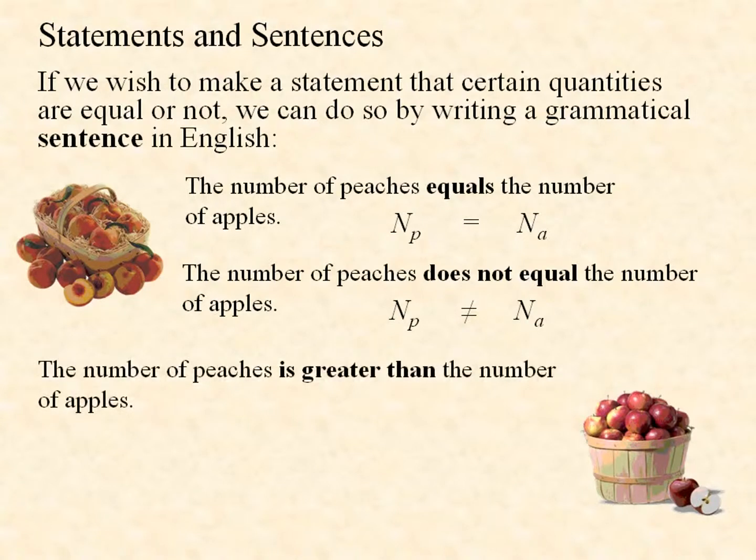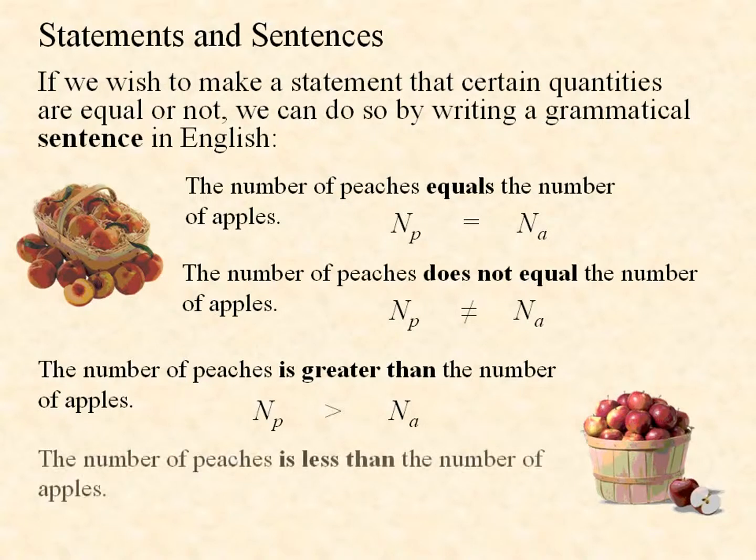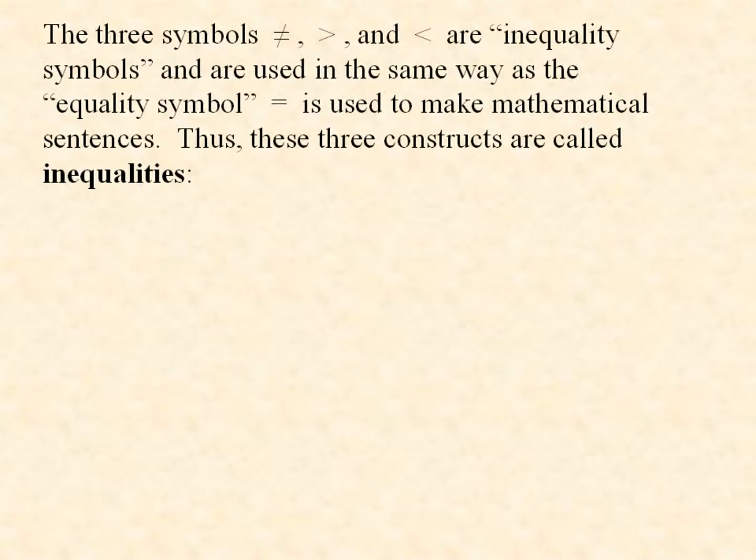Perhaps the number of peaches is greater than the number of apples. Mathematically, we can write n sub p greater than symbol n sub a. If the number of peaches is less than the number of apples, we can write n sub p less than symbol n sub a. These mathematical statements are shorthand for the English statements above them. The three symbols, not equal to, greater than, and less than, are inequality symbols and are used in the same way as the equality symbol equals is used to make mathematical sentences.